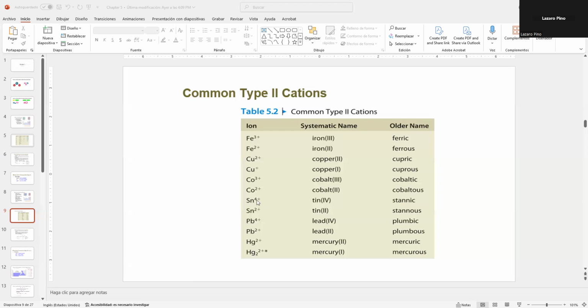Look at this. Tin and lead are not transition metals. They are representative, but as they have two types of charges, we consider them in the type 2 cations. Don't forget this: tin 4 and tin 2, lead 4 and lead 2.